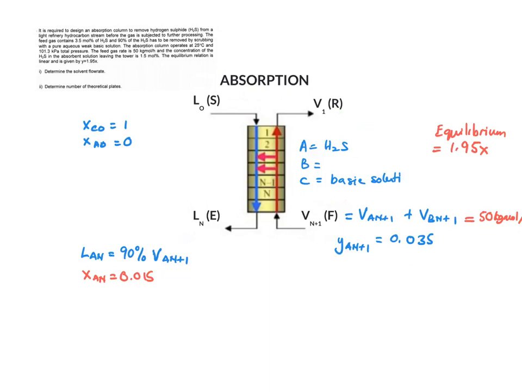From the question, we are going to substitute the data in the schematic diagram. We need to draw the schematic diagram and label all the streams involved: the stream for the solvent, L0, the stream for the raffinate, V1, the stream for the feed gas, Vn plus 1, and the stream for the extract, Ln. Since hydrogen sulfide is our solute, we substitute A as hydrogen sulfide, B is the rest of the gases in the feed stream, and C is the solvent, which is our basic solution in this case.